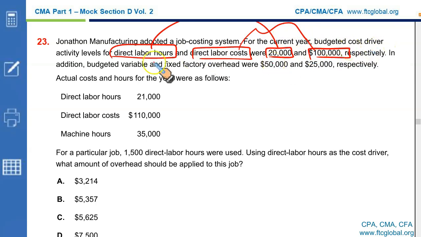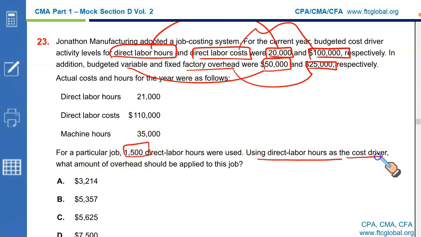Okay. In addition, budgeted variable and fixed factory overheads were 50 and 25. 50 represents your budgeted variable overheads and 25 represents your budgeted fixed overheads. Actual cost and hours for the year were as follows: labor hours actual, labor cost actual, machine hours actual. For a particular job, 1500 labor hours were used.